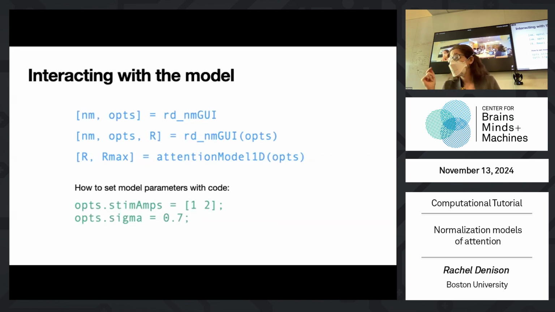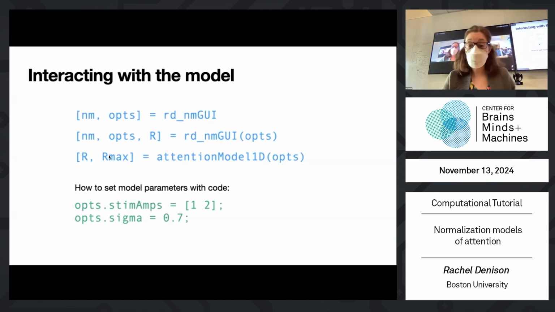Oh, one thing that might be helpful to say is we're kind of interested, for the contrast response function, in the peak response from each stimulus. So you can just look at this R max to get out that peak response.